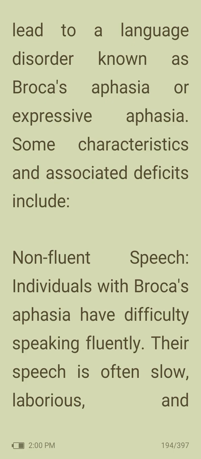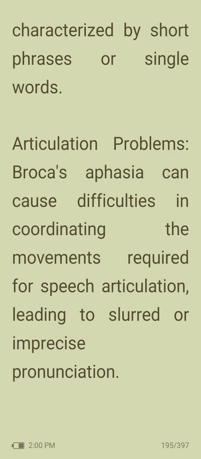Some characteristics and associated deficits include non-fluent speech. Individuals with Broca's aphasia, I'm sorry for mispronouncing, have difficulty speaking fluently. Their speech is often slow, laborious, and characterized by short phrases or single words. Then articulation problems. Broca's aphasia can cause difficulties in coordinating the movements required for speech articulation, leading to slurred or imprecise pronunciation.